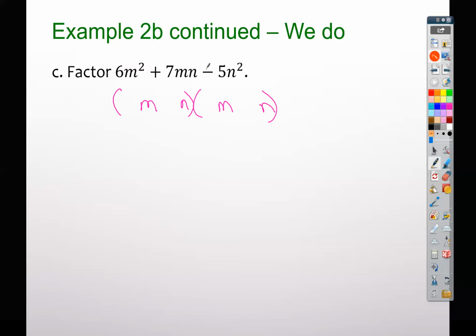Okay, so 6 times -5 is -30. So what are factors of -30 that would give you a positive 7? A 10 and a -3, right?